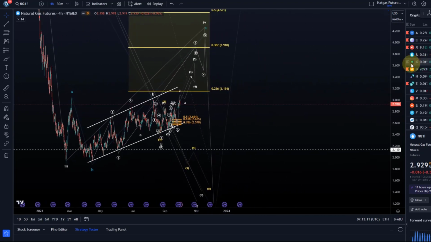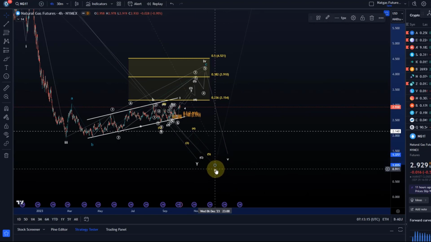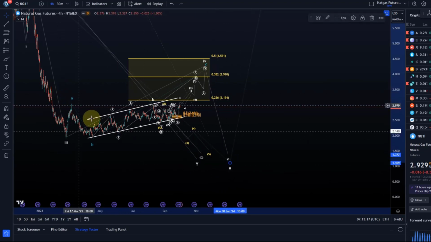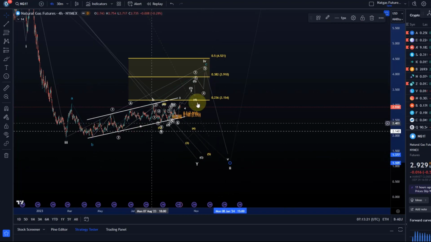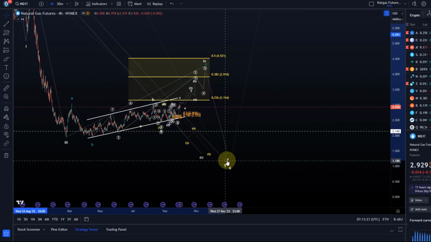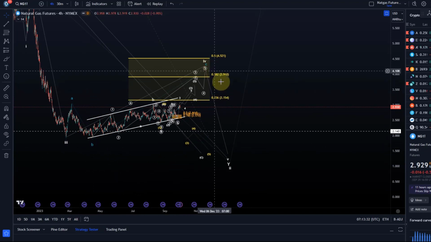Our primary scenario is still that afterwards we should get one more low. At least I'm looking for that. And the reason is that this can be counted so nicely as a flat structure, basically an ABC structure in a correction. Can I rule out that the overall low is already in? No, that would be my overall alternative wave count. So the primary scenario is go a little higher, then come down.